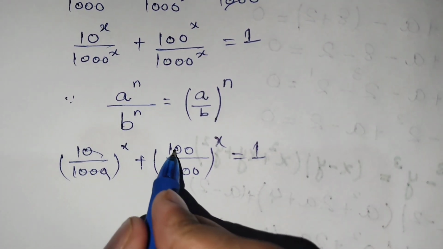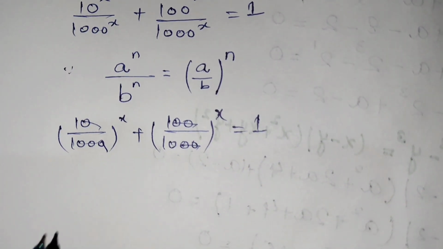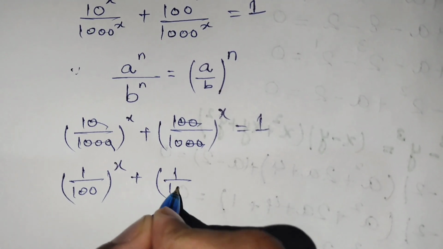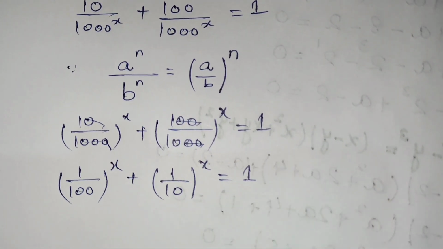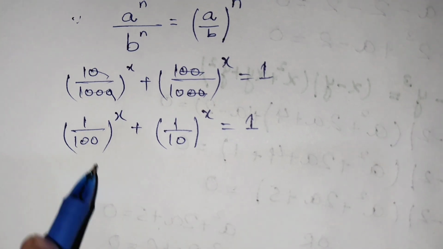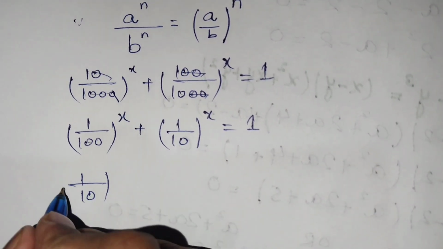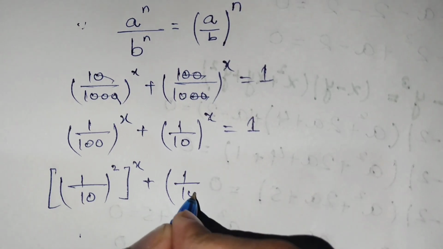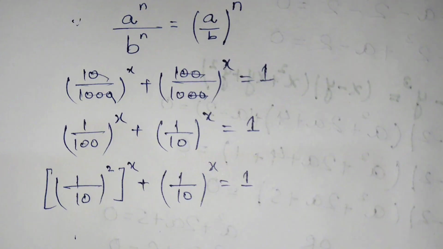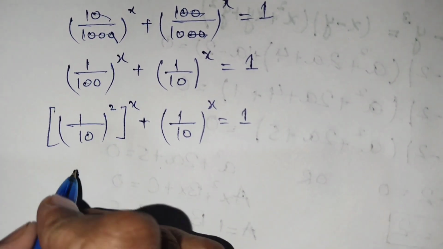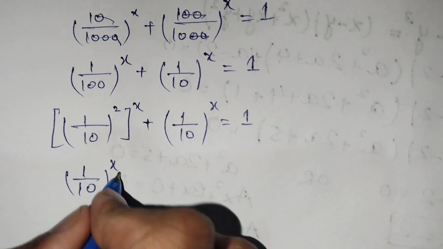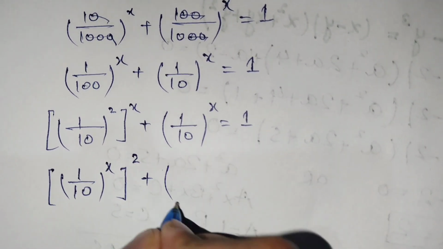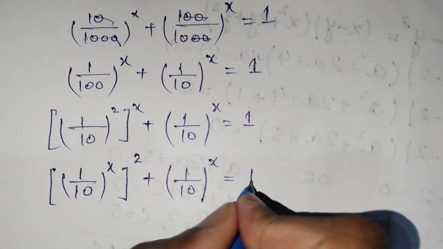This 0 cancels with this 0, and this 0 cancels with this 0. Now we can write this as 1 divided by 10 whole power x, whole squared, plus 1 divided by 10 power x equals 1.